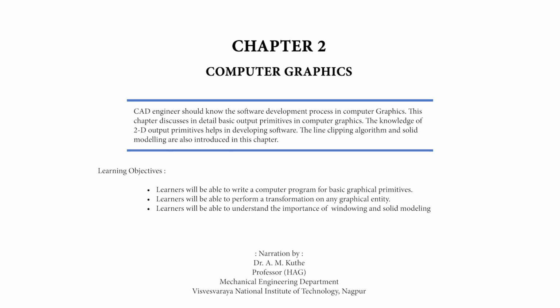Scaling. The transformation matrix for scaling can be written as sx 0 0, 0 sy 0, 0 0 1. The scaled image of the point (x, y) by the scaling factors sx and sy can be obtained using the matrix equation [x y 1] times sx 0 0, 0 sy 0, 0 0 1, that is [x·sx, y·sy, 1]. Similarly, the transformation matrix for scaling with respect to a fixed point can be written as sx 0 0, 0 sy 0, (1 − sx)xf, (1 − sy)yf, 1.